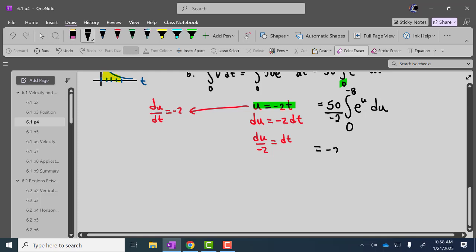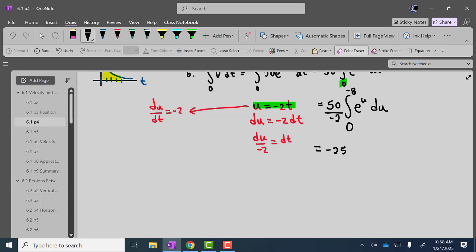Well, we get negative 50, excuse me, negative 25. 50 divided by 2 is 25. And now what's the integral of e to the u? We're going to integrate e to the u and get itself, and we're going to go from 0 to negative 8. So this is going to give us negative 25 multiplied by e to the negative 8 minus e to the 0. And what is e to the 0? 1. So there we have it.